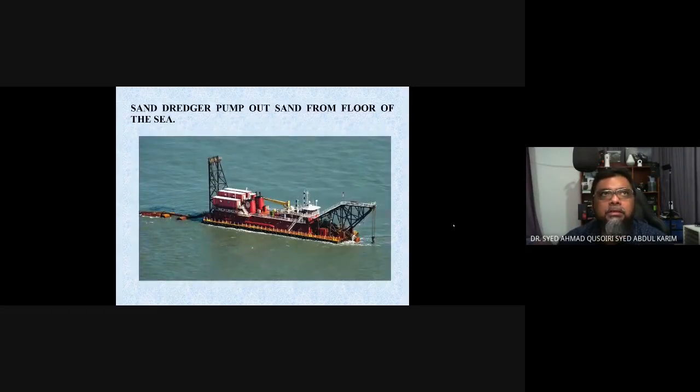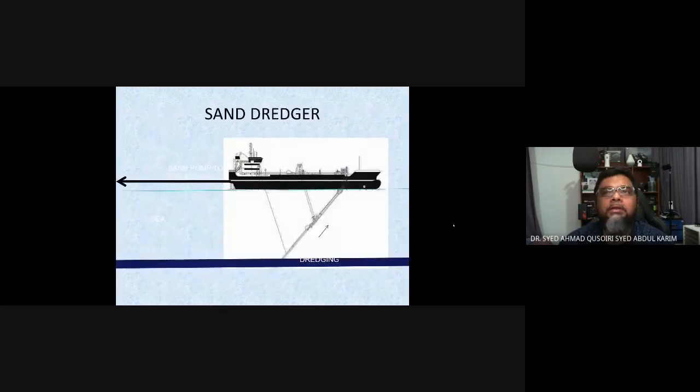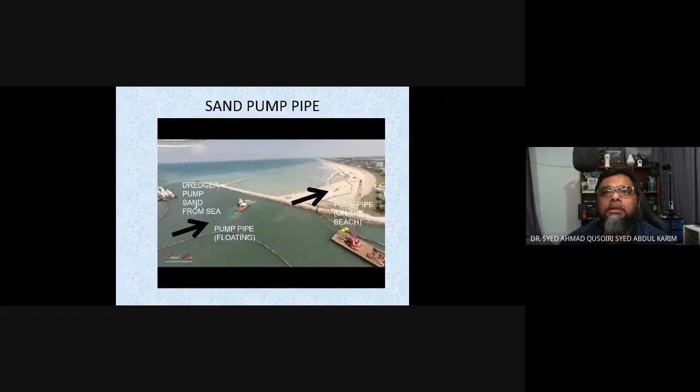Sand dredger. Okay, dia korek pasir dari dasar laut. Ni dia punya contoh lah. Kat bawah kapal ni ada suction hose. Dia akan sedut pasir daripada kawasan ni. Ni dia punya workflow lah. Dredger pumps sand from sea. Dia sedut pasir daripada laut lepas ni.